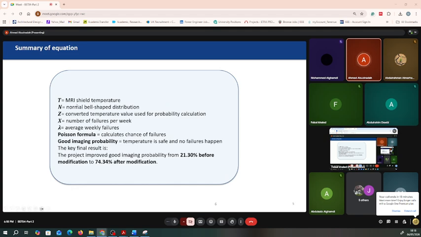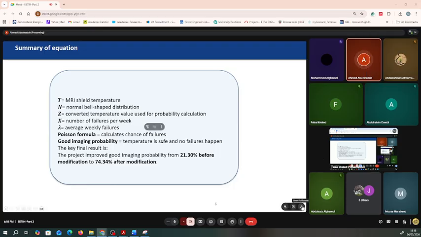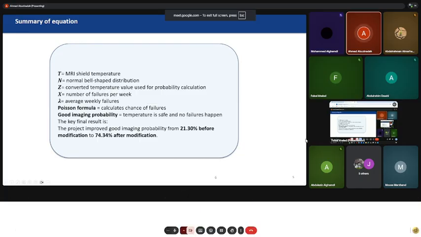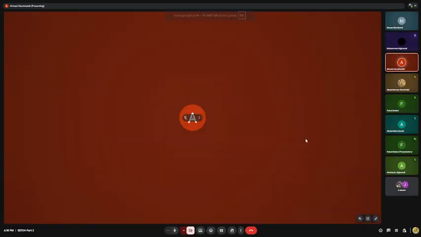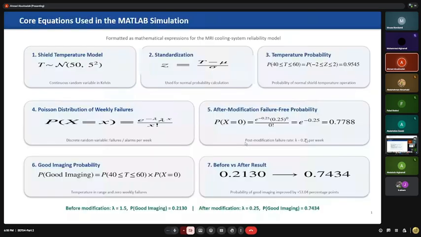Let me give a summary of the equation, where T is the MRI shield temperature, N is the normal bell-shaped distribution, Z is the converted temperature value used for probability calculation, and the number of failures per week is X, with the average weekly failure rate lambda. The Poisson formula calculates the chances of failures, and good imaging probability means the temperature is safe and no failure happens. The project improved good imaging probability from 21% before modification to approach 74% after modification.